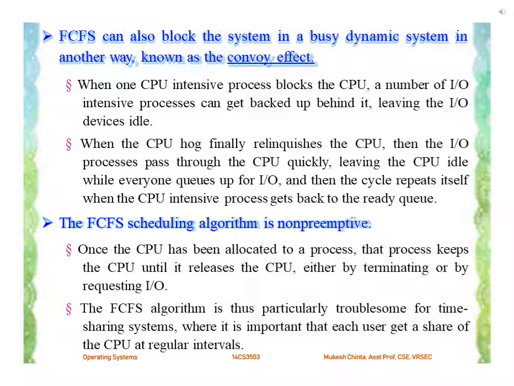to the ready queue. The FCFS algorithm is non-preemptive. Once the CPU has been allocated to a process, that process keeps the CPU until it releases the CPU, either by terminating or by requesting IO. The FCFS algorithm is thus particularly troublesome for time-sharing systems, where it is important that each user get a share of the CPU at regular intervals.